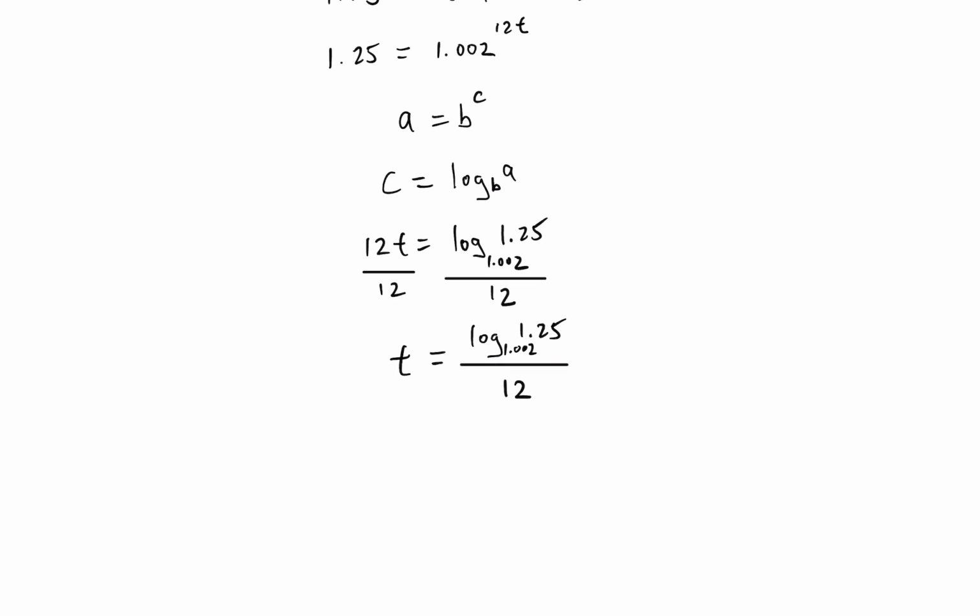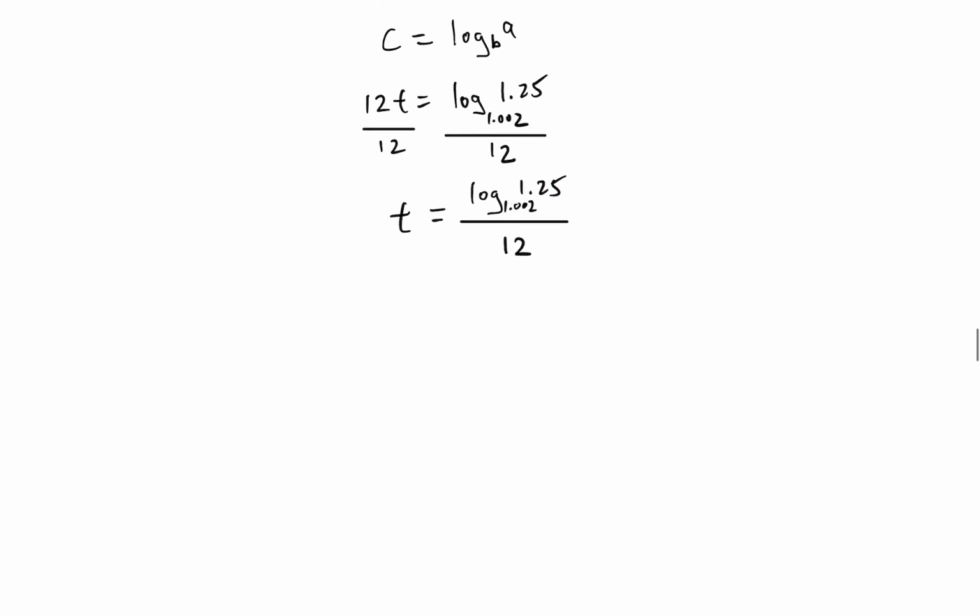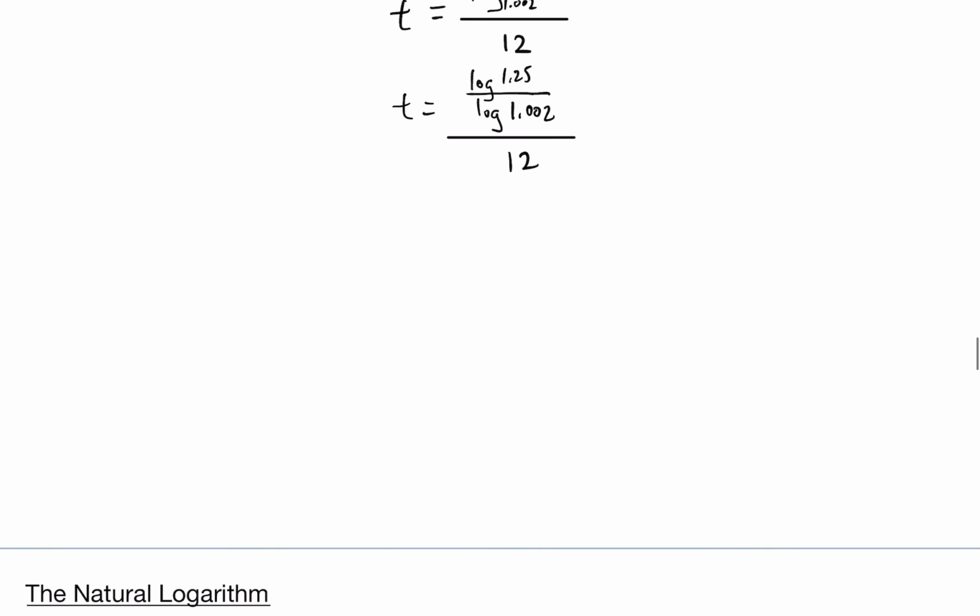Okay, so now we're going to convert this to the following. T is going to equal the log of 1.25 divided by the log of 1.002, and that's all going to be divided by 12. Okay, now if we go ahead and punch that into the calculator, we're going to get the following. T is going to be 9.3 years. Okay, so that is our answer for that particular example.